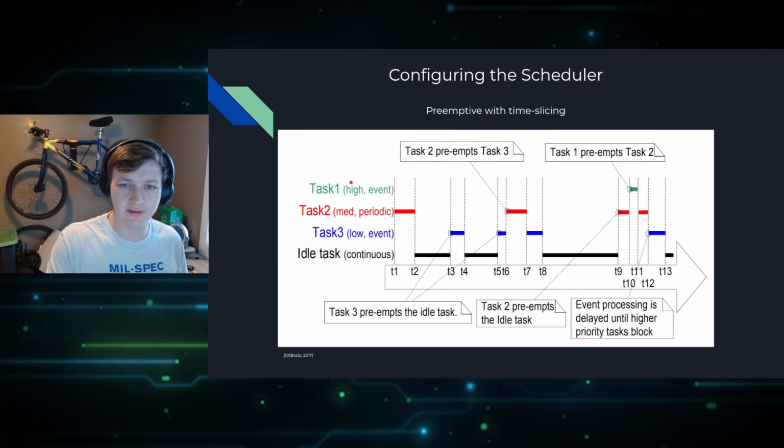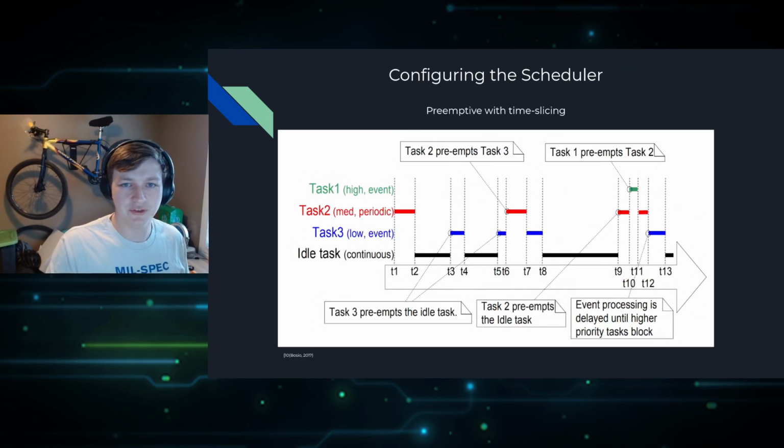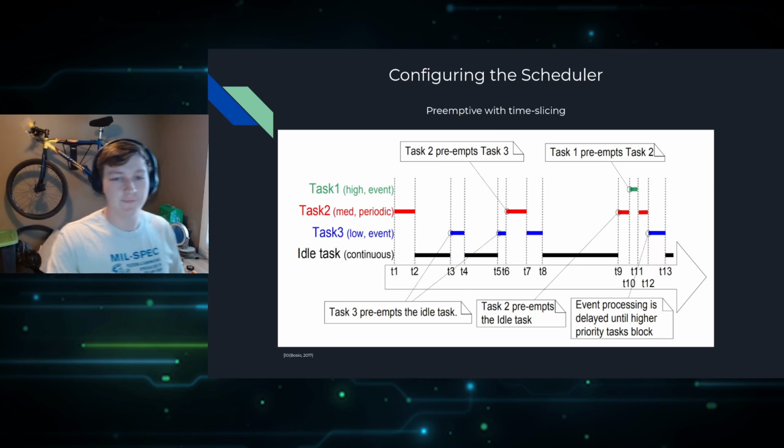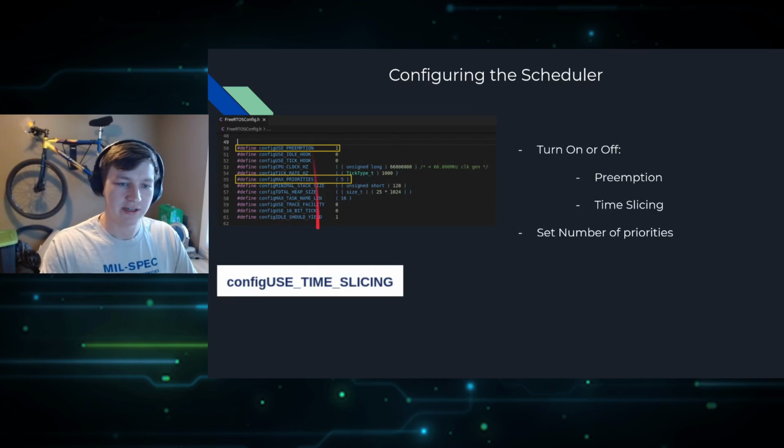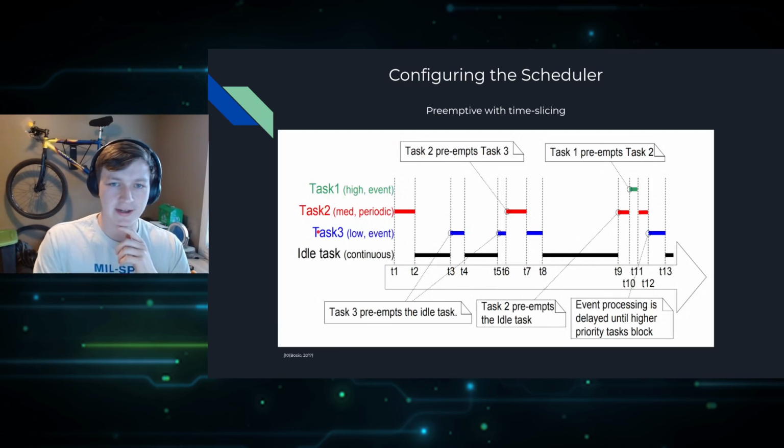So we're going to go through the three kinds of scheduling you can do with FreeRTOS, configuring it yourself by changing these two options. The first is the default option, preemptive with time slicing. Pretty standard. If you've seen a diagram like this before, you probably already understand what's happening. Tasks get preempted by their priority levels, and tasks also get shared. That is preemption and time slicing respectively.